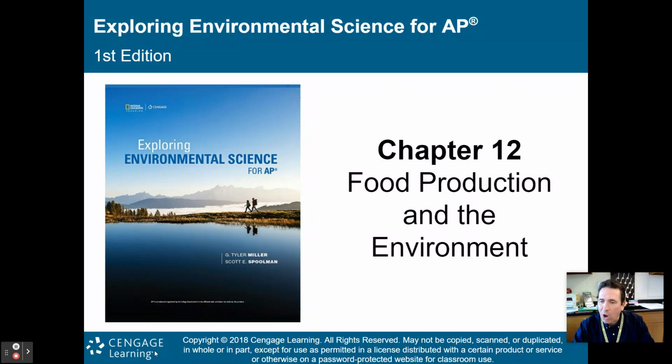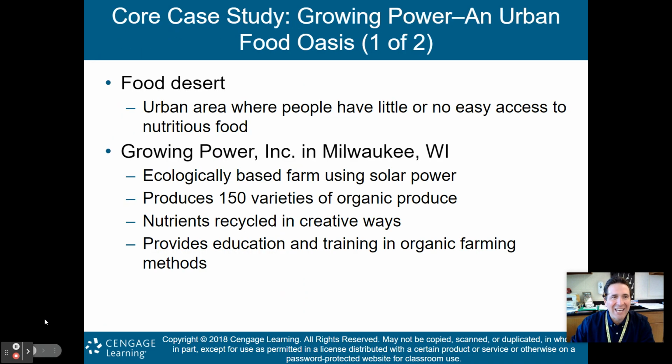I will say there are 80 or so slides to this lecture, but instead of breaking it up into three parts, I have decided to do it in two parts, but they will be two rather longish parts. Again, about 40 or so slides per part, as there are 80 total slides. So here we go, part one, Chapter 12, Food Production and the Environment.